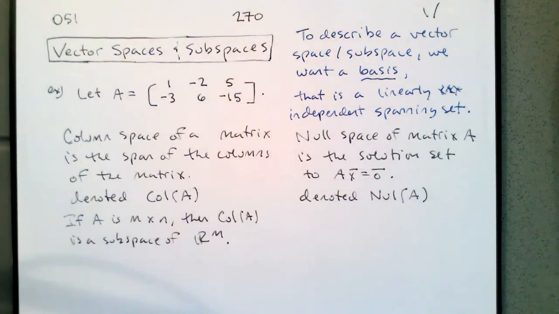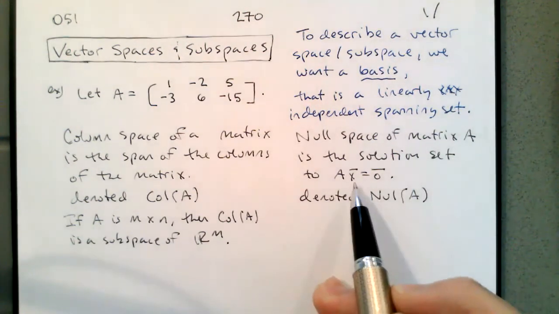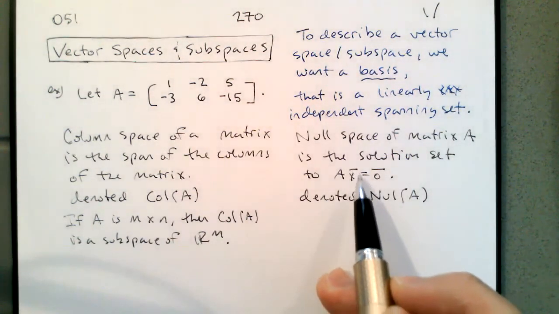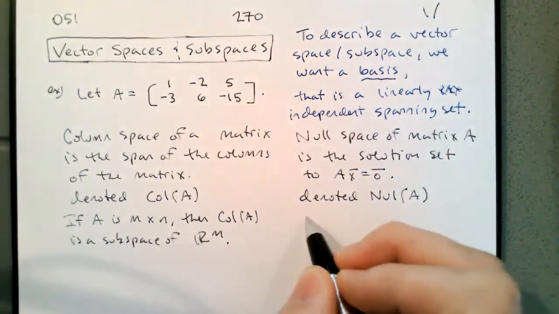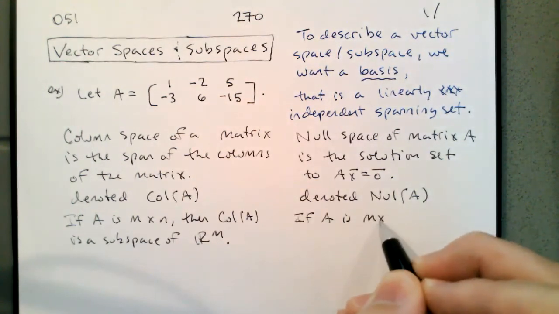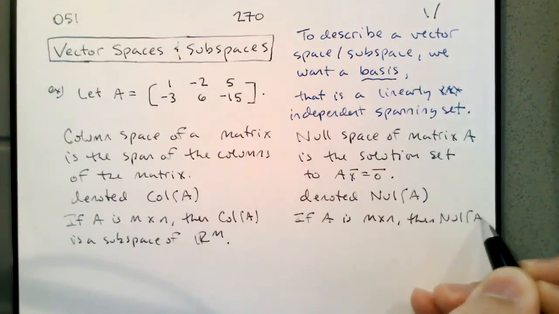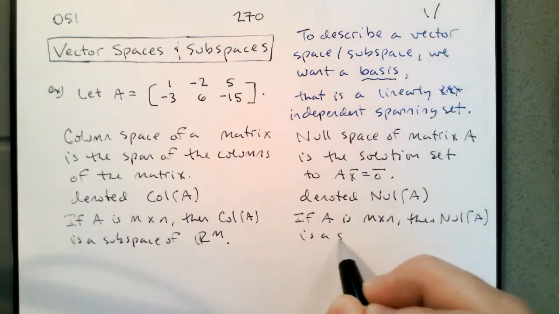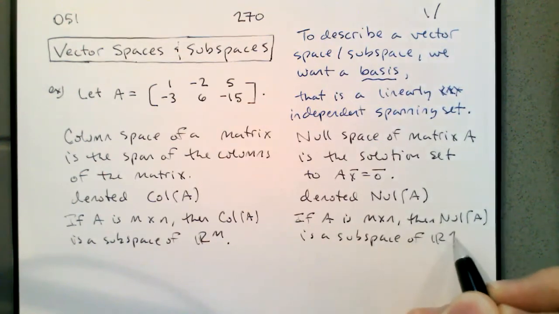The null space of A is in Rn. So the null space is the set of solutions to Ax equals 0. So the null space is these x's in here. And if A is m by n, then the x's have to be from Rn for this multiplication to be defined. So if A is m by n, then the null space of A is a subspace of Rn.